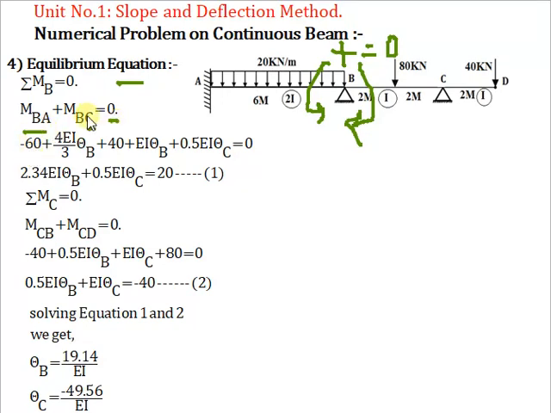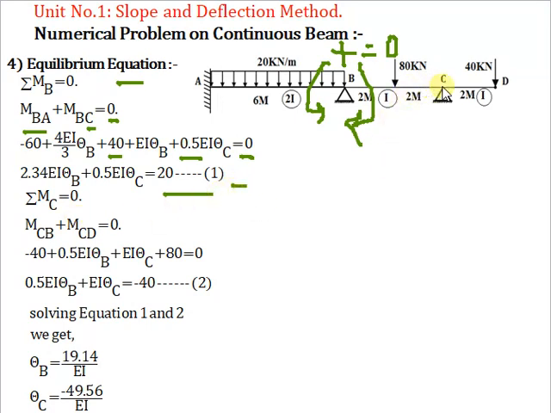Now put the values. MBA is minus 60 plus 4 EI by 3 into theta B, and MBC is equal to plus 40 plus EI theta B plus 0.5 EI theta C, is equal to 0. By simplifying, we have 2.34 EI theta B plus 0.5 EI theta C is equal to 20. This one is the first equation.